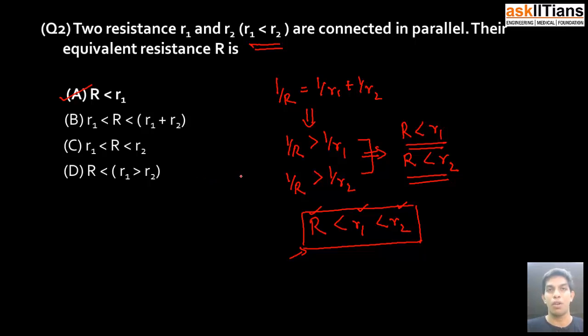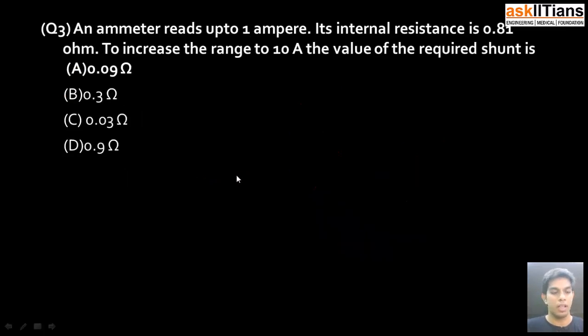So let's move on to the third question. Third question states, an ammeter reads up to 1 ampere. Its internal resistance is 0.81 ohm. To increase the range to 10 ampere, the value of the required shunt is. It's given that I have an ammeter of 0.81 ohm resistance. It can take up to 1 ampere. Now I want to increase its intake to 10 ampere.